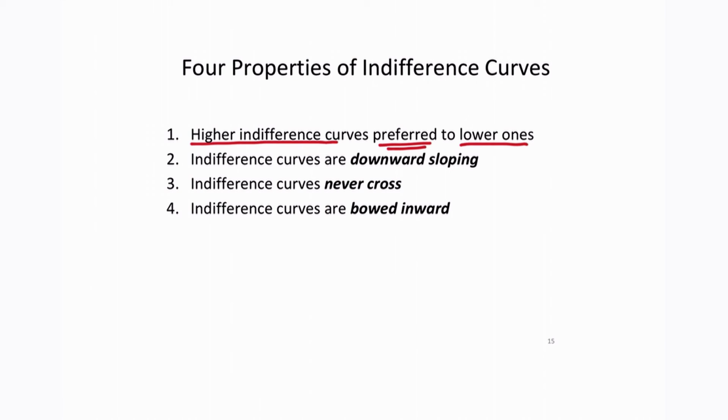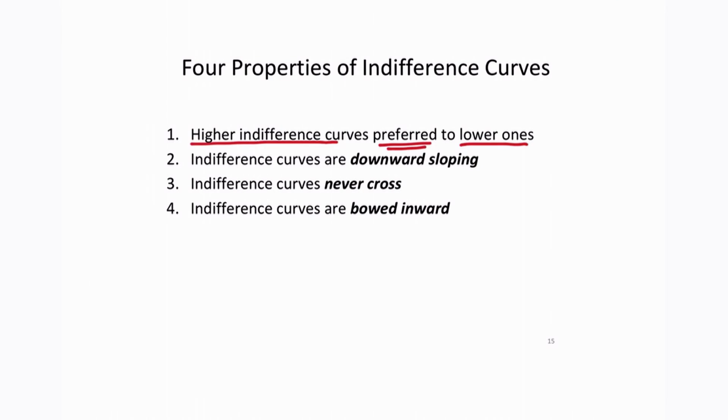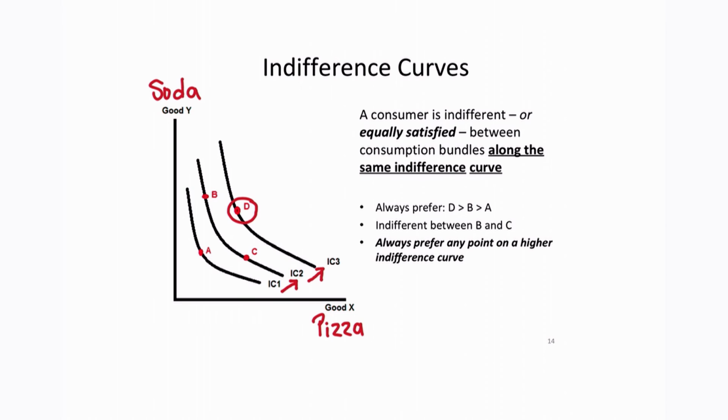If we had upward sloping indifference curves, that would tell us that we are equally satisfied by consuming more and more of both goods, which is not true. We would be more satisfied by consuming more of both goods. Third, indifference curves can never cross. Now, remember the previous example that we had, we see that indifference curve 3 will always be preferred to indifference curve 2. This tells us that D will always be preferred to B or C.